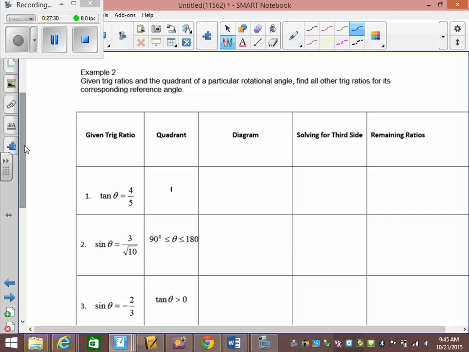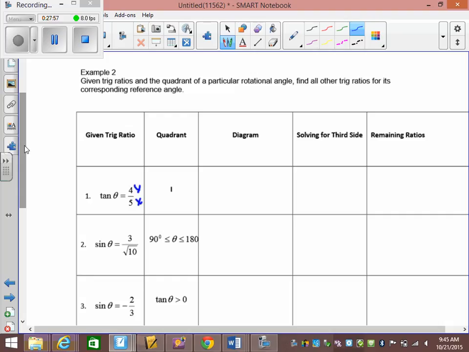Tan is what over what? Yeah. Y over x. So here they actually gave you the exact same thing as last time. They just didn't write it as a point, right? The x is 5, the y is 4. This way, though, they have to tell you what quadrant it's in. Why do they have to tell you that it's in quadrant 1? Because it could be in quadrant 3.